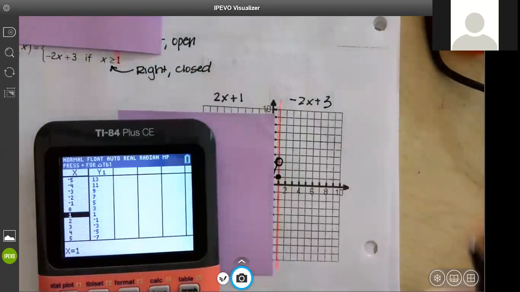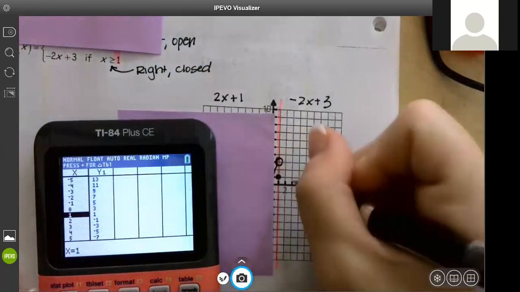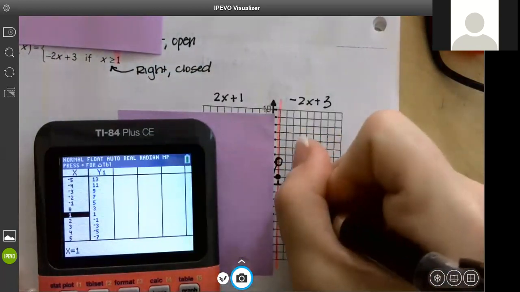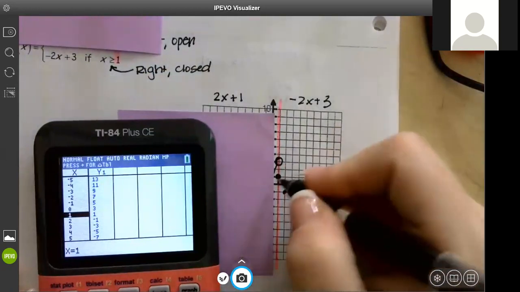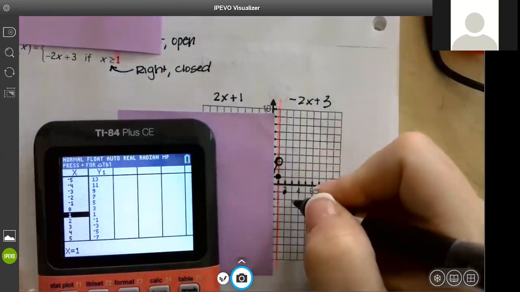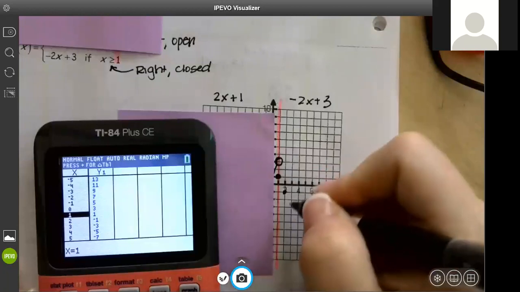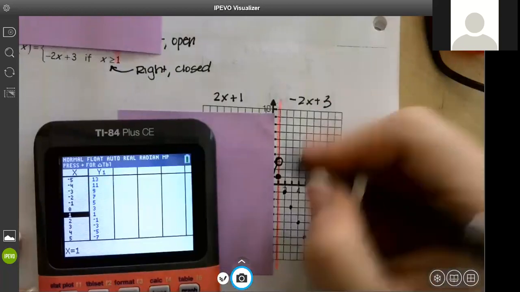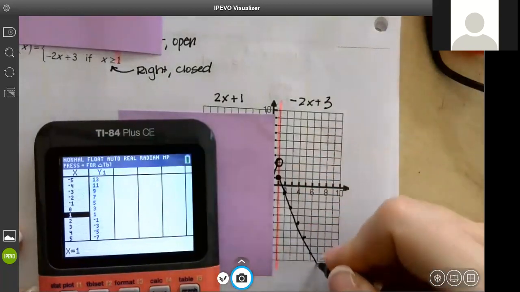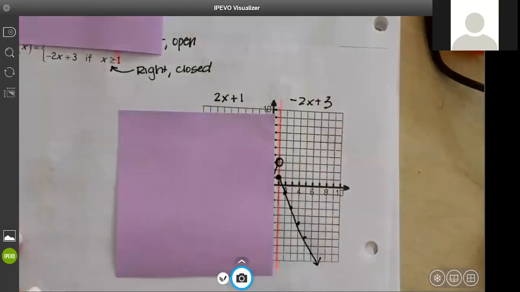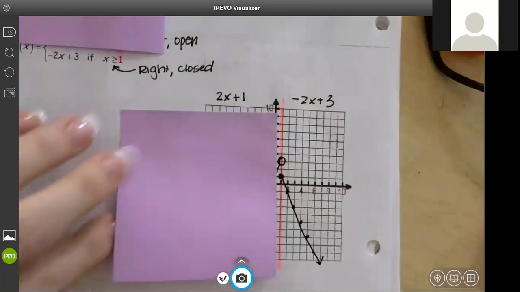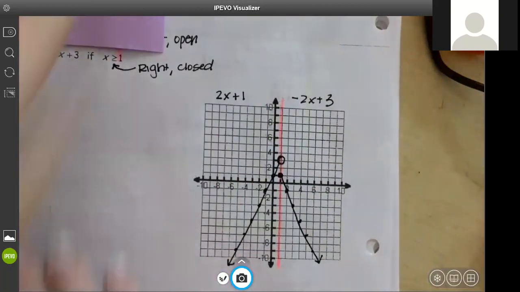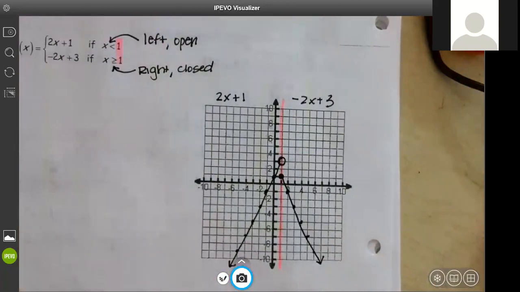And we're going to graph it on the right. (1, 1), (2, -1), (3, -3), and then so on and so forth. You can see the pattern. And I'm going to graph it all the way down. So then your piecewise function looks like that.